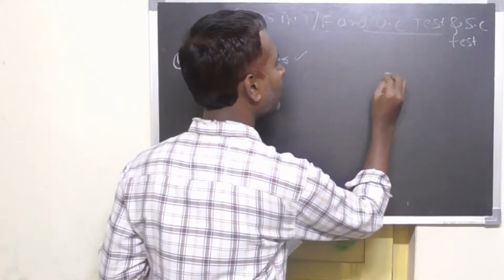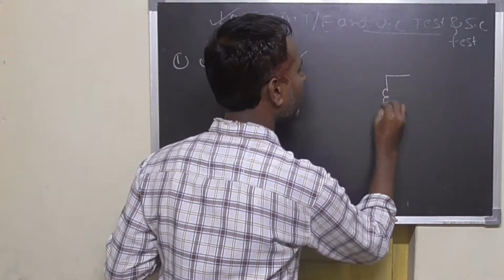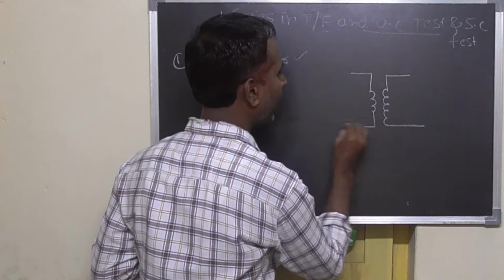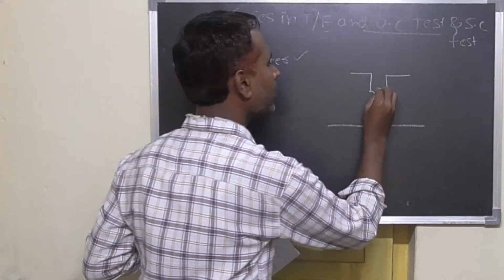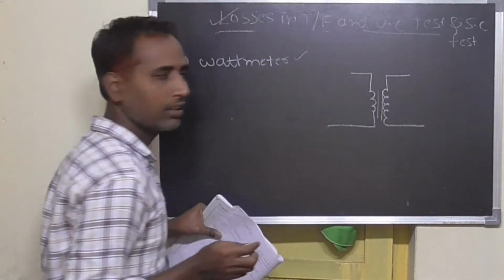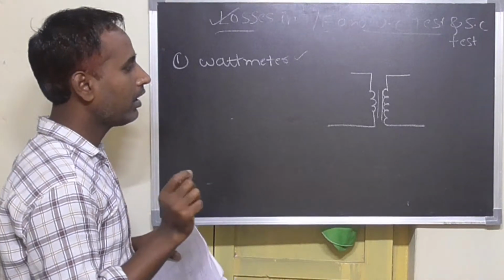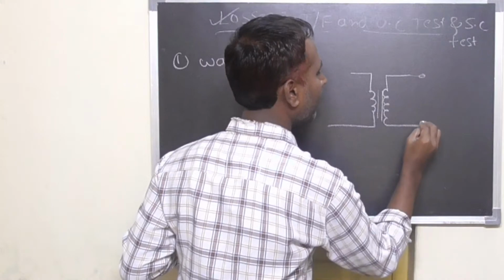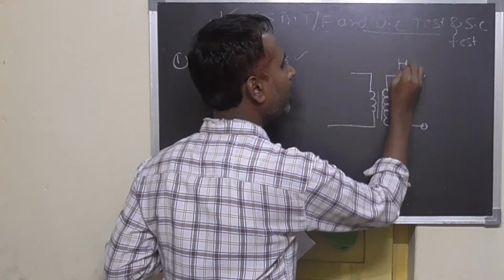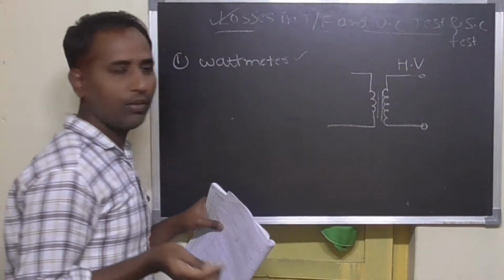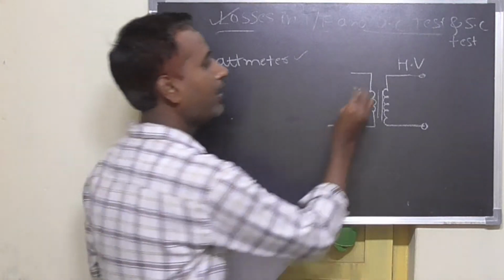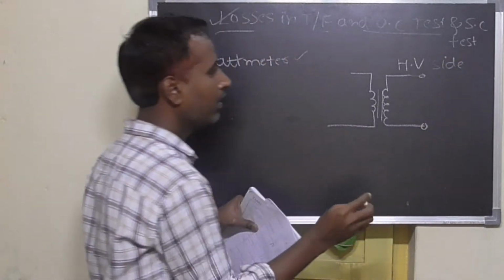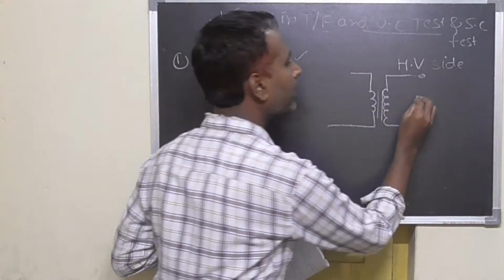So we have to take the two windings. This is the secondary winding. This is the primary winding. Okay. So this is the transformer. Right. Here the important point is the high voltage side winding. This is the high voltage side. The high voltage side should be kept open.